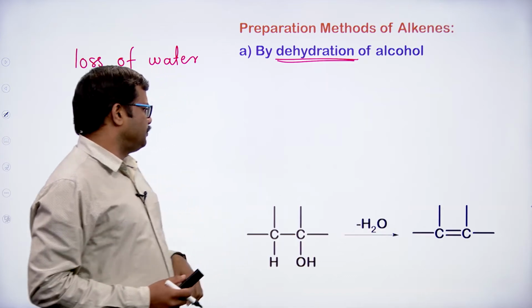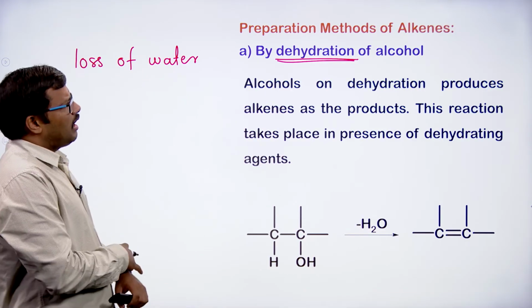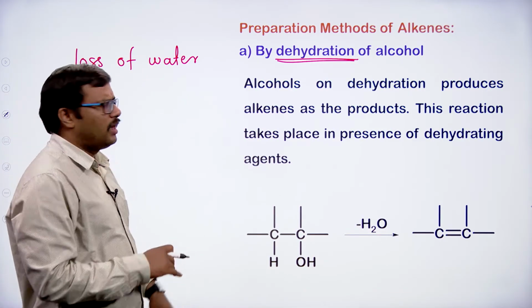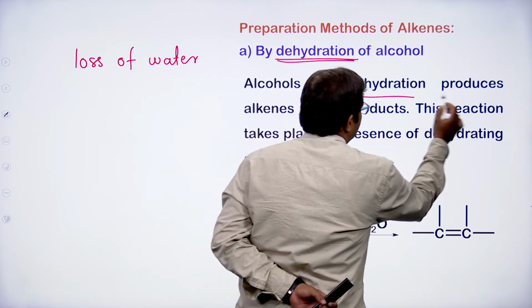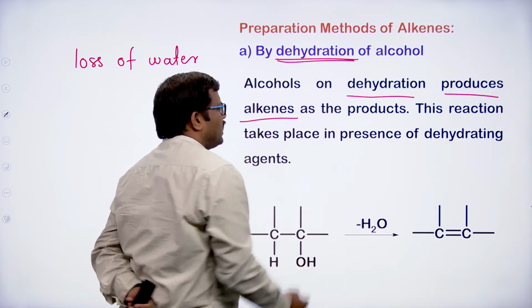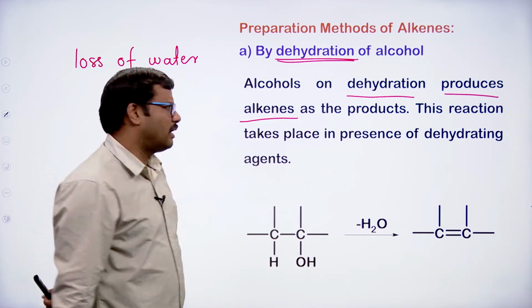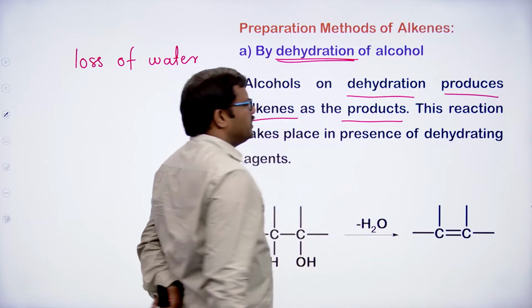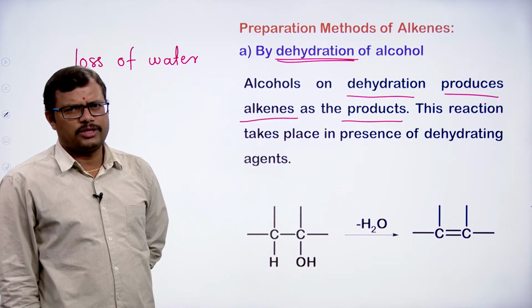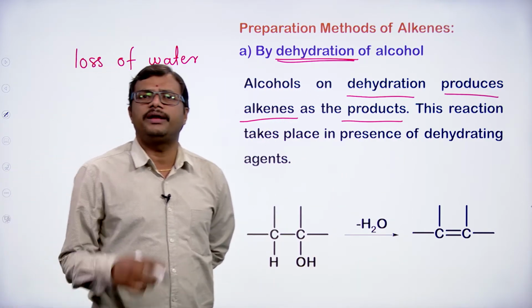So the dehydration of alcohol is used in the preparation of alkene. Alcohols on dehydration produce alkenes as major products. This reaction generally takes place by the usage of a dehydrating agent.